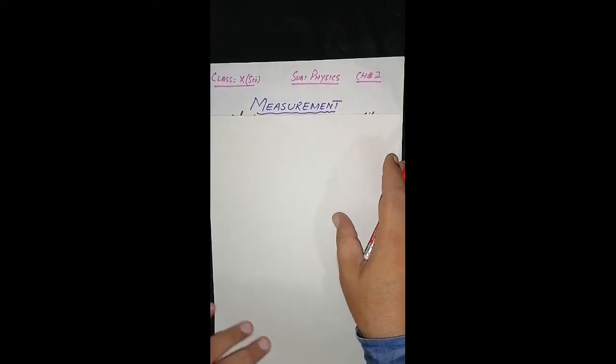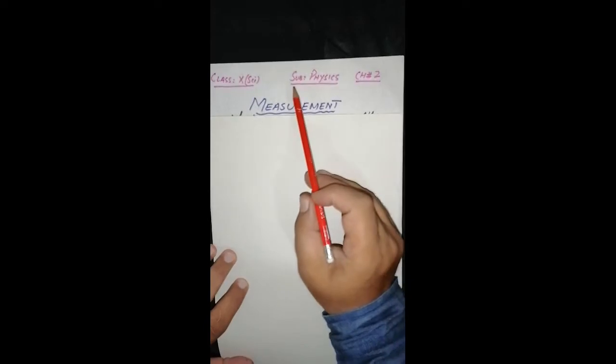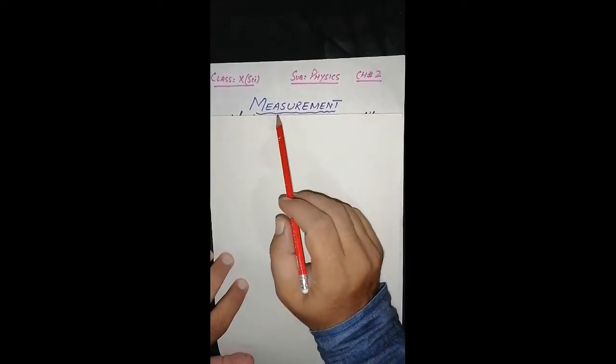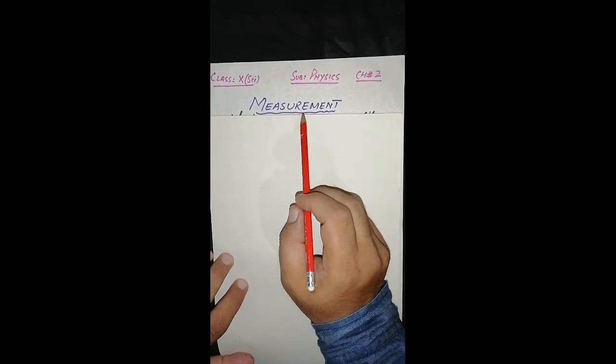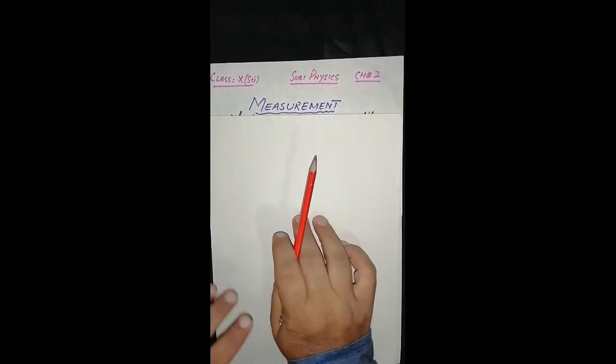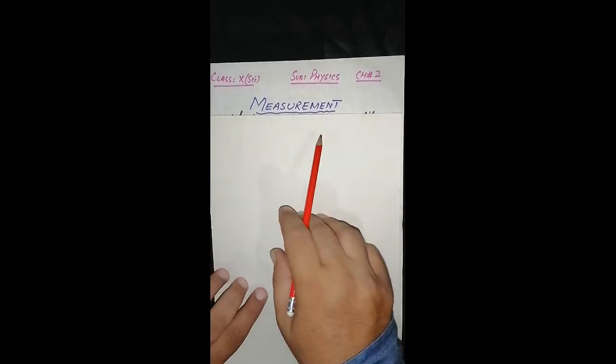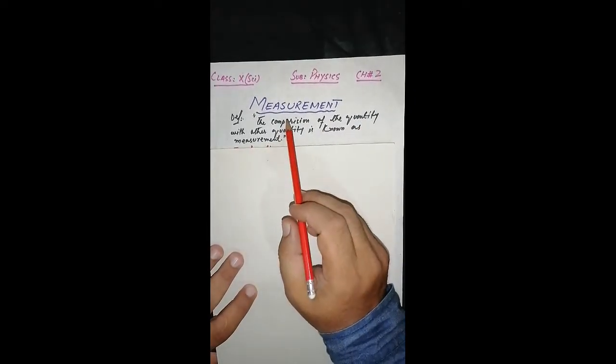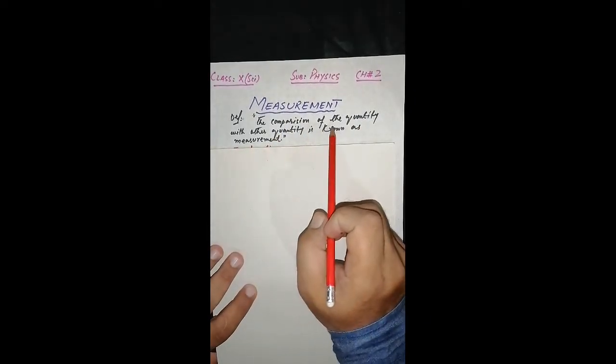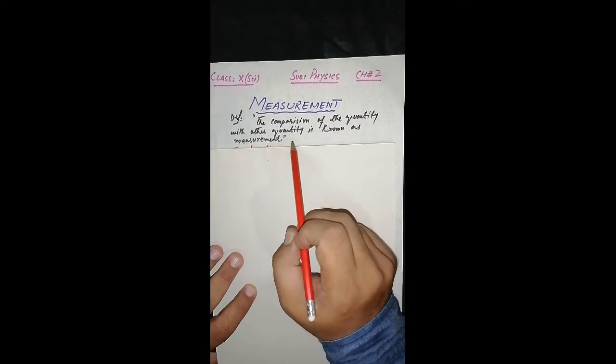Now we are starting chapter number 2 of physics of class 10. The name of the chapter is measurement. Measurement is the common practice of everyday life. So according to the definition of measurement, the comparison of the quantity with other quantity is known as measurement. This is the definition of measurement.